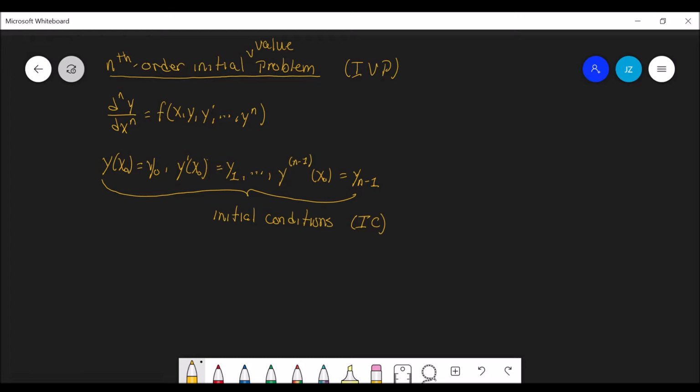Now, solving this entails first finding the n parameter family of solutions, then using the initial conditions to determine the n constants in this family. So remember those constants from last time, C1, C2, C3, up to Cn.